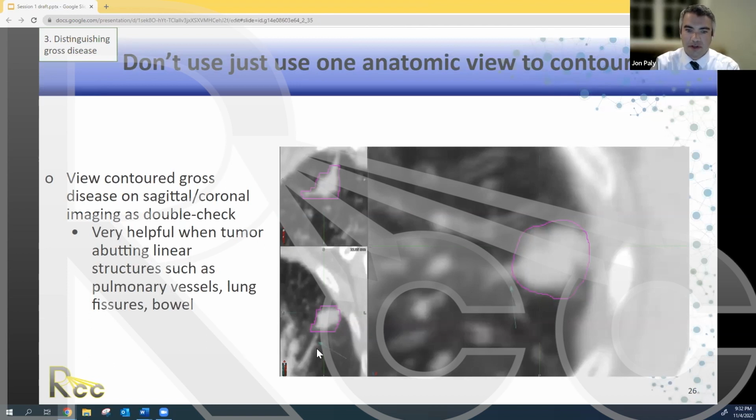But now when you look over here in the coronal view, you can see that this in fact is a vessel, a linear structure, and is not related to the tumor. And so you've saved over contouring here because of looking at these different views. Similarly up here, you can see a kind of puckering in a fissure that's not involved with tumor.